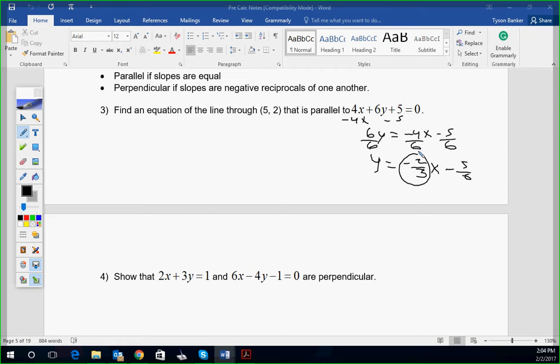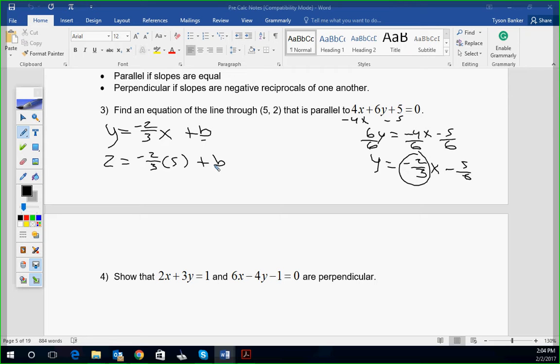So we want parallel through 5, 2. What we do now is we say, okay, we know the line that we're trying to figure out holds this slope. We just don't know b. But we know a point. They told us the point that it goes through: 5, 2. Now you solve for b, and then you'll be done. Hoping this stuff's not overwhelming you. I'm going fast because it should be a little bit of review.